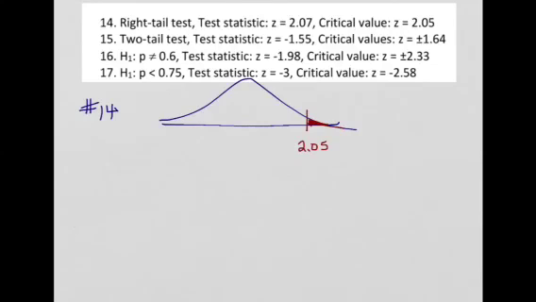tail than where the critical value is, then we're going to reject the null hypothesis, and otherwise we will not reject the null hypothesis. So our test statistic is 2.07, which would fall just a little bit further into the tail. It is in the rejection region, so in this problem we are going to reject the null hypothesis.